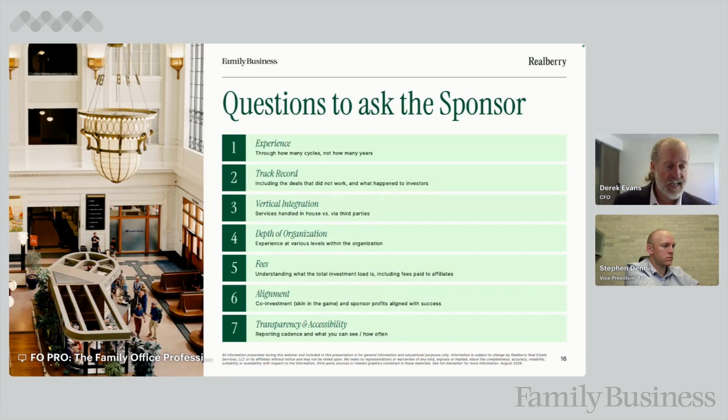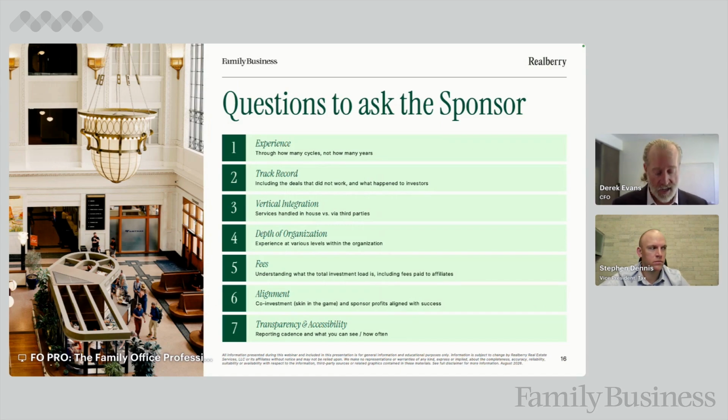And then last, I'm not going to go through all these in detail, but as you're looking at doing direct investing with sponsors, this is a pretty good list of diligence items to be asking and digging into. And I believe everyone's going to get a copy of this presentation. So given we're running out of time, I won't go through all these in detail.